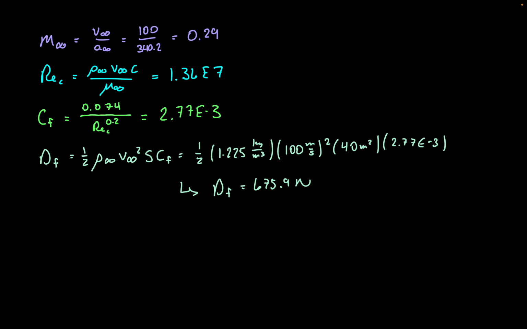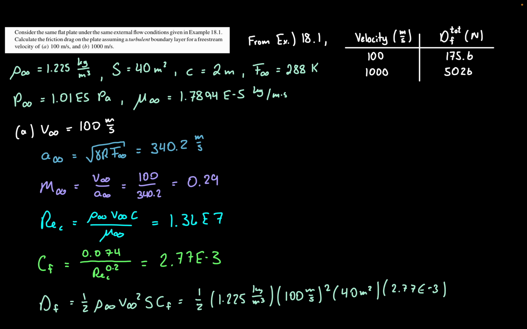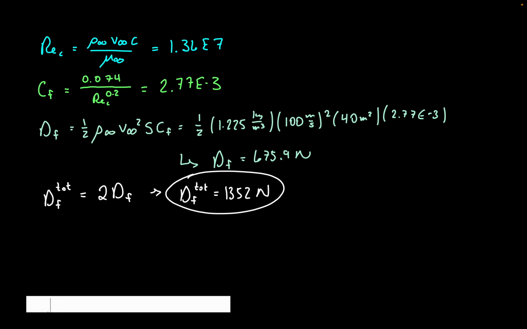675.9 newtons. But now we have to multiply this by 2, because the total has to account for both the top and the bottom of the plate. So we should get a DF total of about 1,352 newtons. Now from the past example using the laminar boundary layer, we had 175.6. So 1,352 divided by 175.6 is about a 7.7 times increase in drag just for using turbulent flow versus laminar flow.